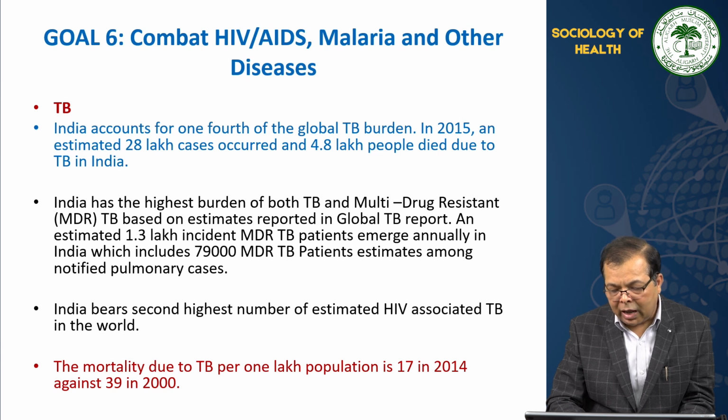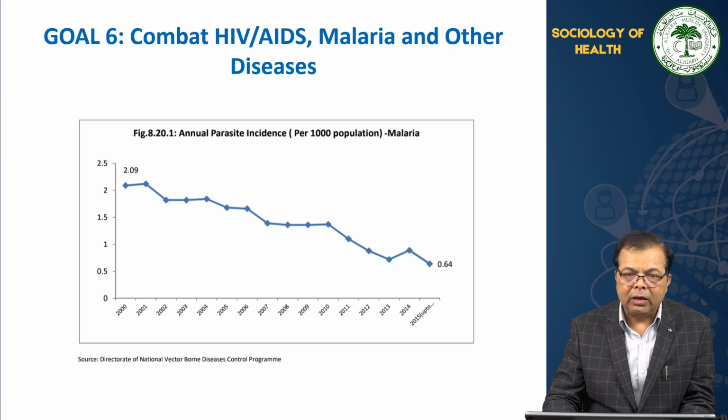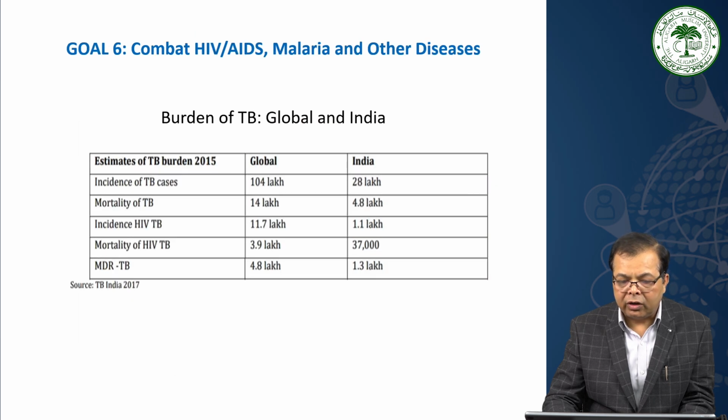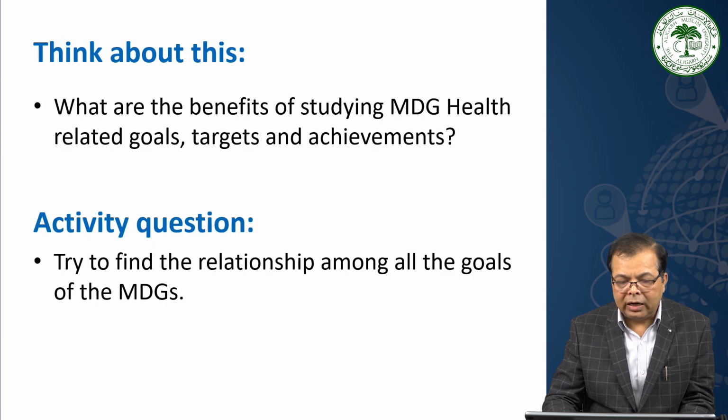So here we can see that there is a huge success, that this mortality has reduced. It was 39 in 2000 and it is 17 in 2014. So we can see that in terms of controlling tuberculosis, we are successful at the level of the country. And then this is one more slide which is showing the burden of tuberculosis at global and India level.